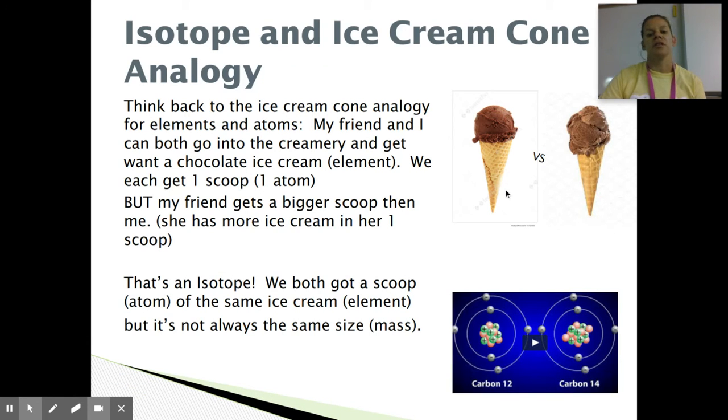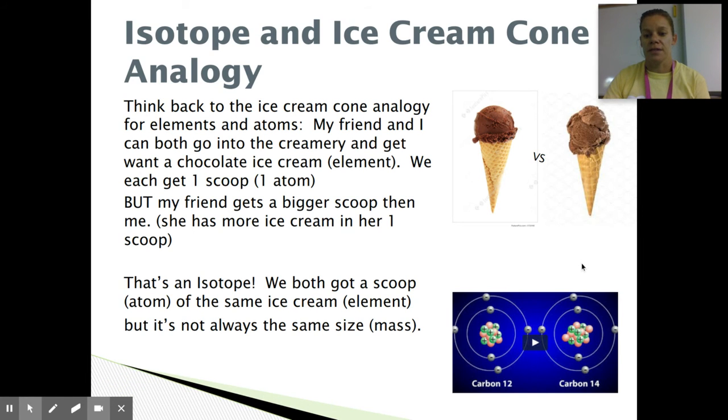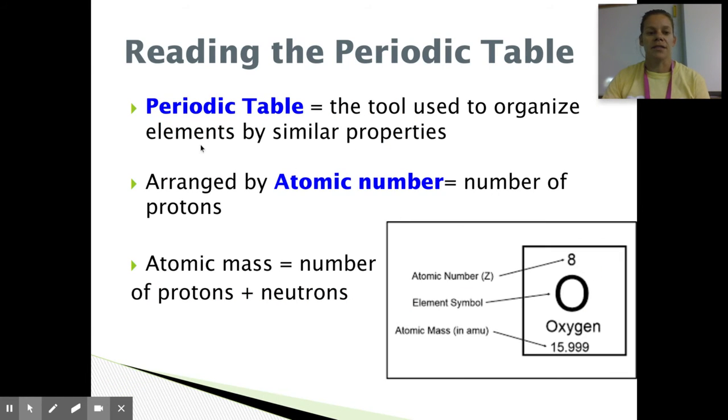Also can be confusing. So here's your analogy. Me and my friend go to the creamery. They like her more, so they give her a bigger scoop of chocolate ice cream than me. I get this little one. It's still chocolate. It's still one scoop, one atom, but the mass of hers is going to be a little bit bigger than the mass of mine. That's your isotope. We're still talking about the same atom. It's just the mass is a little different, and that can affect it.